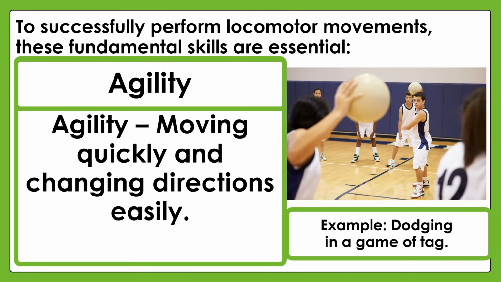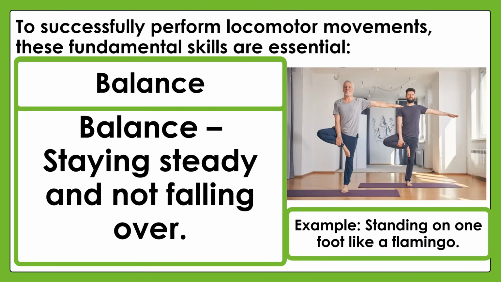To successfully perform locomotor movements, these fundamental skills are essential. First is agility. Agility is moving quickly and changing directions easily. Example, dodging in a game of tag. Balance. Balance is staying steady and not falling over. Example, standing on one foot like a flamingo.